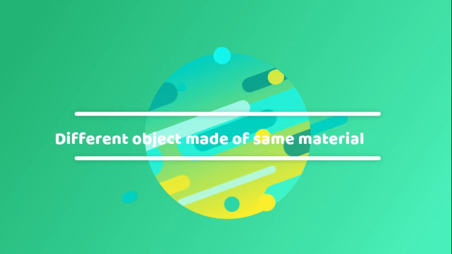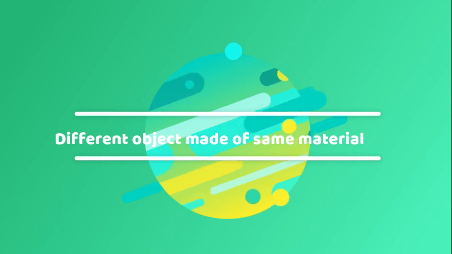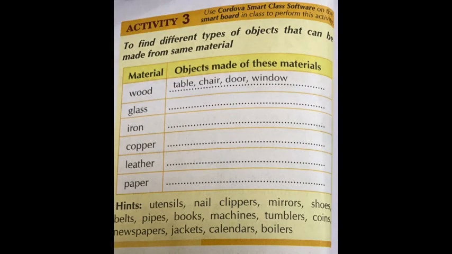Now, the next point is different types of objects made from the same material. For example, plastic is one of the materials. From plastic, we can make different varieties of items. For example, from plastic we can make a chair, a table, flower pots, and even different varieties of plastic plates and toys. So we can make different objects by using the same material.